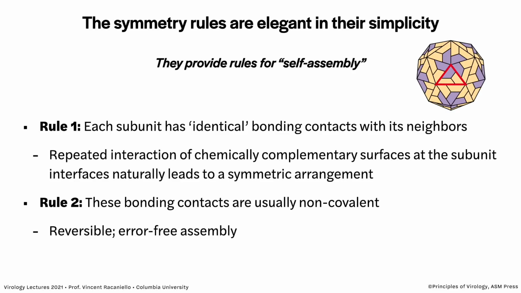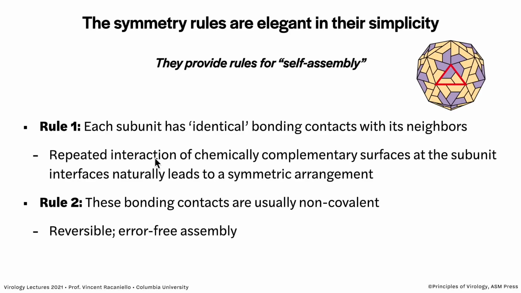There are 2 rules in symmetry, and the 2 rules, remember them, provide rules for self-assembly of particles, because in fact that's what the particles do. You make the subunits in an infected cell, and they will self-assemble into a virus particle, right? So rule 1, each subunit has identical, in quotes, bonding contacts with its neighbors. Turns out it's not quite identical after you get to a certain size particle, and I'll tell you about that in a moment. But in the initial iteration of these ideas, these symmetry rules, they thought they would be identical.